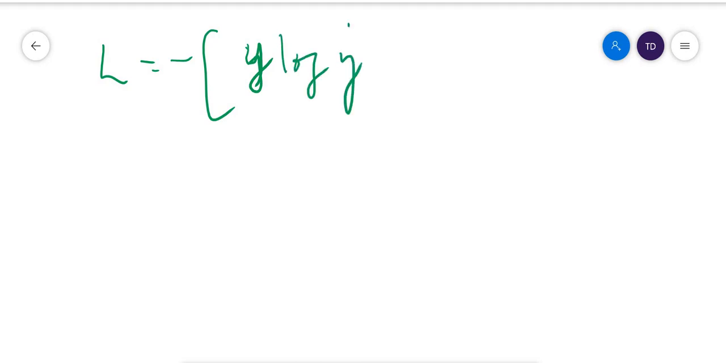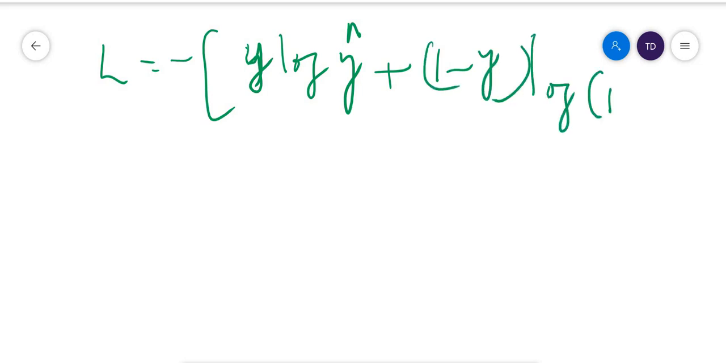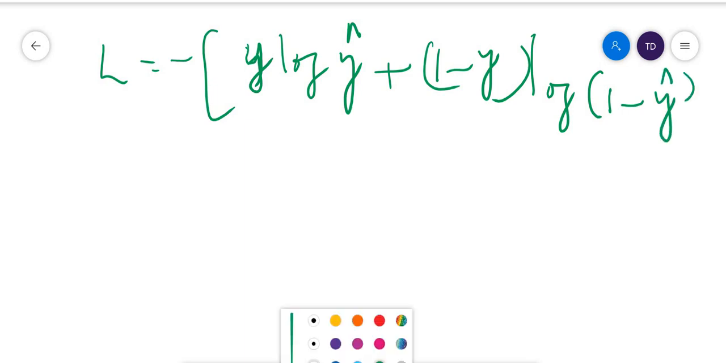So I am first calculating ∂L/∂ŷ. You have the log loss function, which we already have. L is equal to minus of y into log ŷ plus (1 minus y) into log(1 minus ŷ). This is what you get as the log loss function.